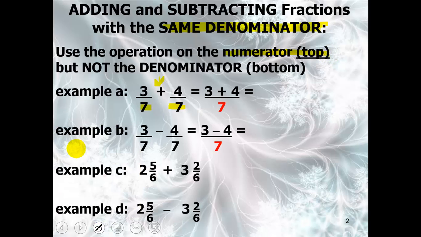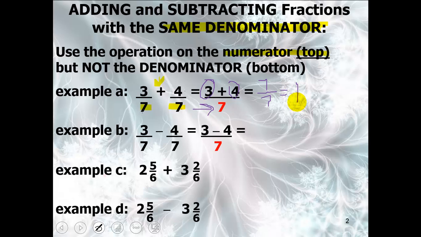So let's try a couple examples. I have 3/7 plus 4/7, all right? So 7 is my common denominator. I just carry that forward, and all I do is add my numerators together. 3 plus 4 is 7 over 7. And anytime you have the same number in the numerator as in the denominator, that always simplifies to 1. So you can write 1 in terms of any kind of rational number.